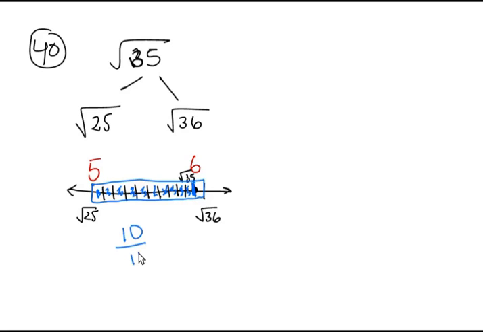But I have a total of 11 pieces here. If I counted each piece, I'd have 11. And square root of 35 is 10 of those 11. We know it's between 5 and 6, so it's got to be 5 and 10/11ths.